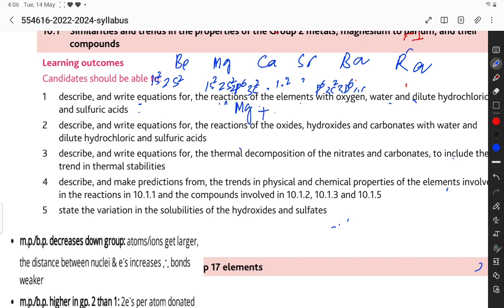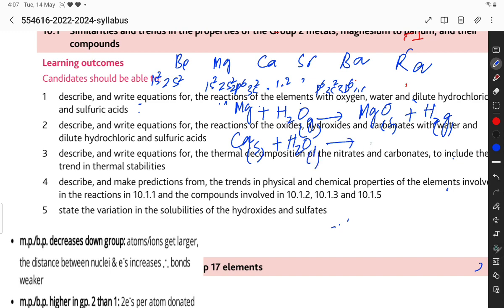Magnesium reacts with water to form magnesium oxide in the gaseous state, in steam; the reaction is very vigorous, and solid plus hydrogen gas is formed. Calcium sinks in water and reacts in cold water, evolving hydrogen gas, to give Ca(OH)2 plus hydrogen gas.